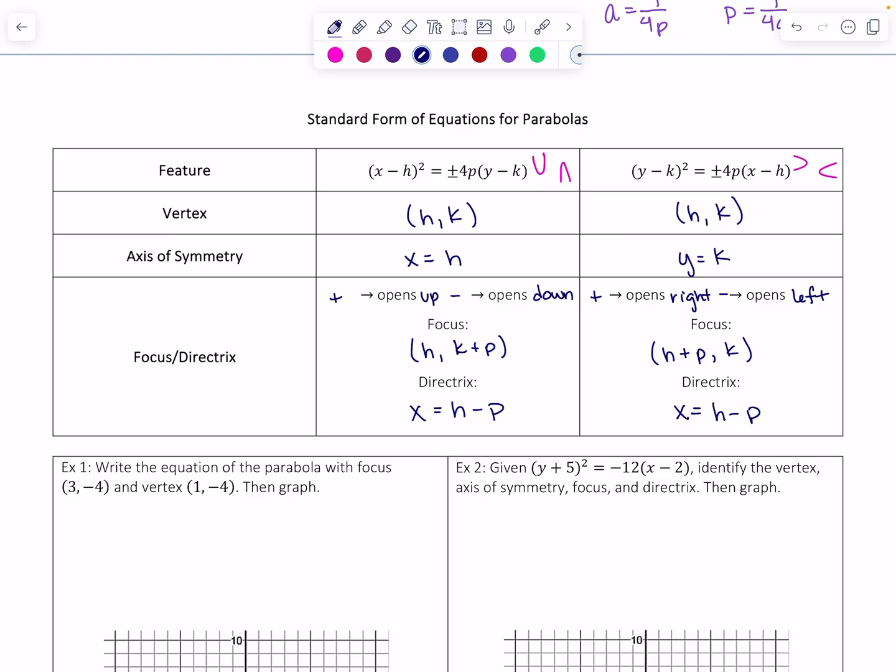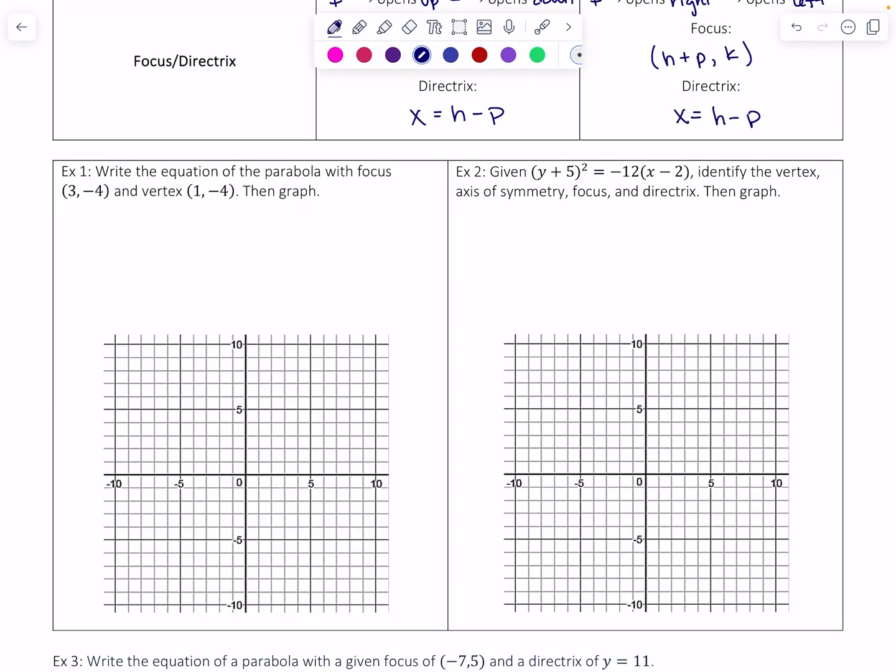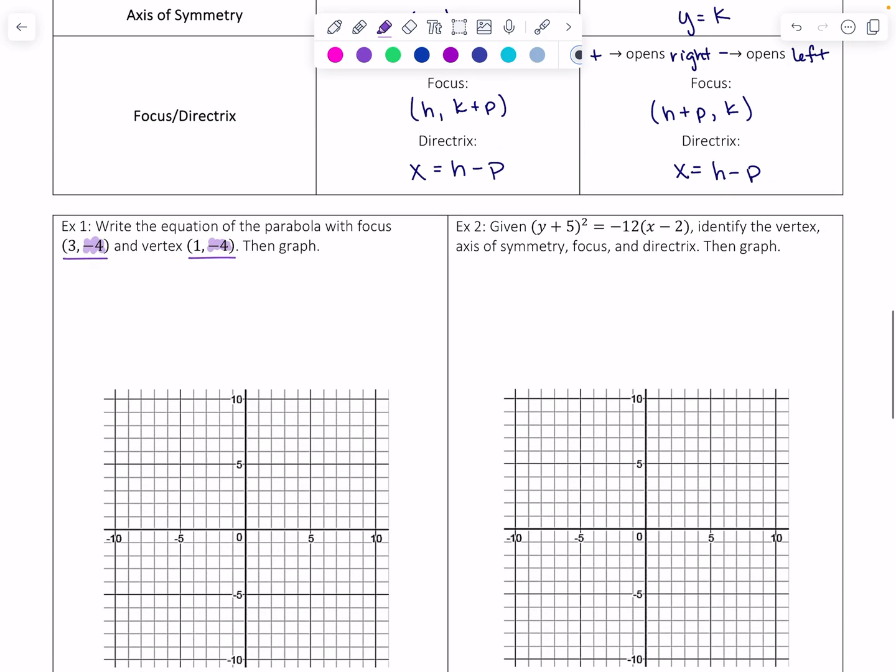All right, so let's put this into practice, looking at our examples. Example number 1: we're going to write the equation of a parabola with a focus at (3, -4) and a vertex at (1, -4). First things first, let's figure out the direction. We know that our y values are the same, so this parabola is opening left or right. I also know that no matter what, the vertex is the point (h, k).